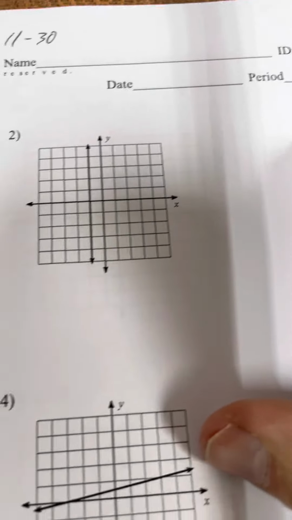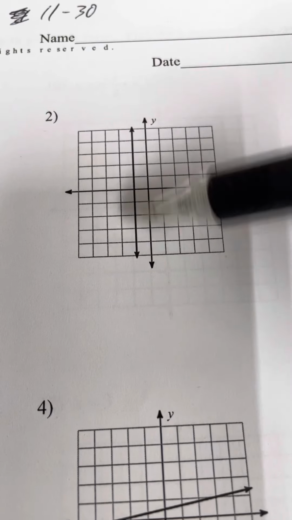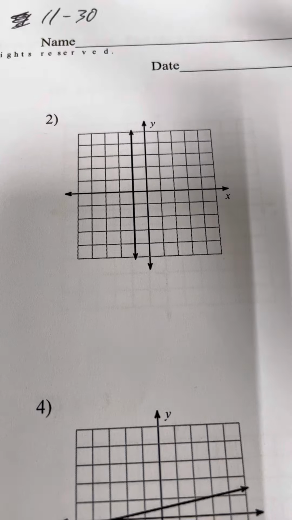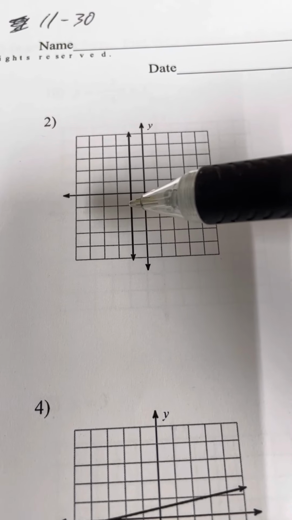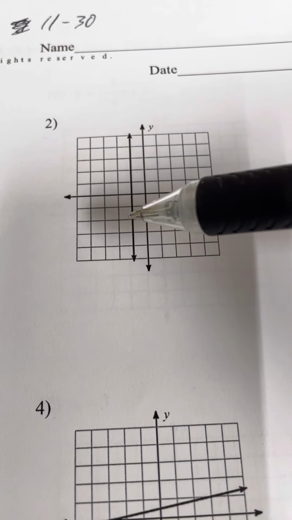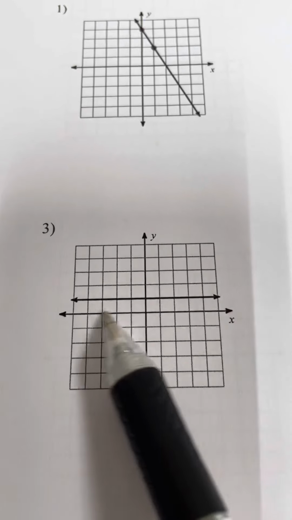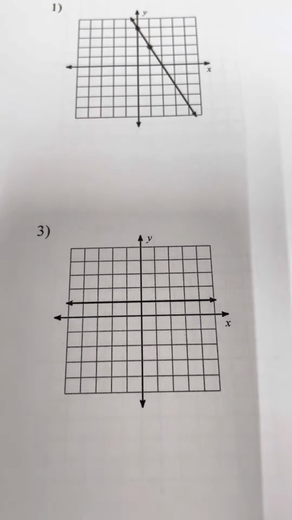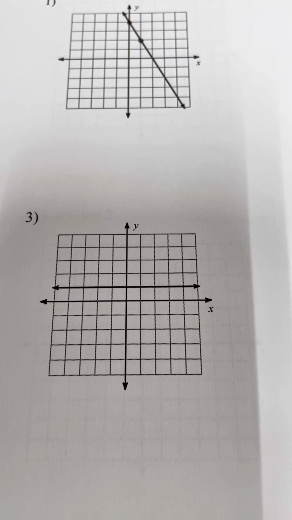For number 2, when you're looking at a straight up and down vertical line, you're going to call that undefined. You can't really define it as sloping up or sloping down, so it's just a vertical line, so that's going to be undefined. Any graph that is flat and horizontal like this is going to be no slope. That's a zero slope. It's not going up or down.